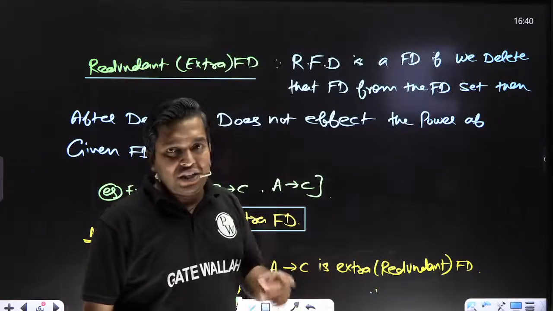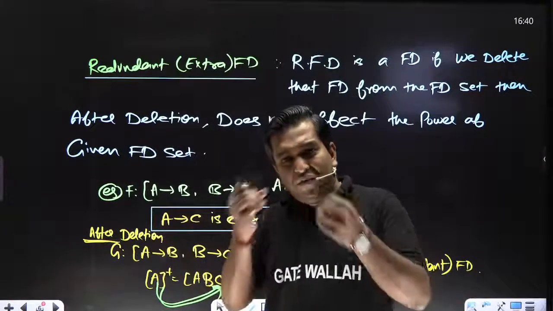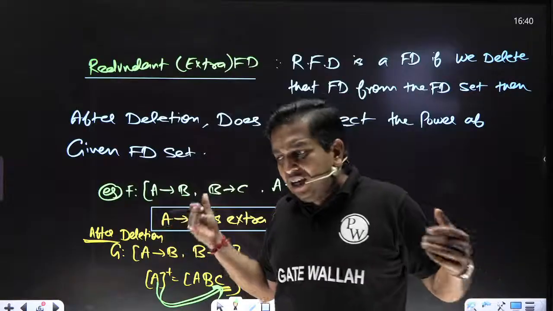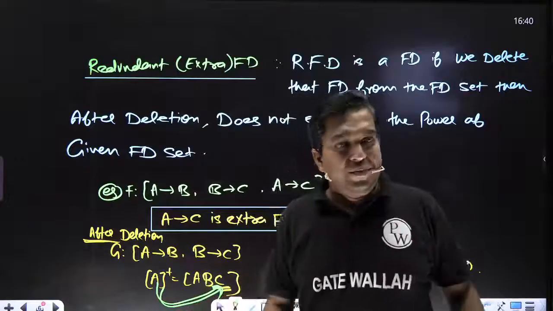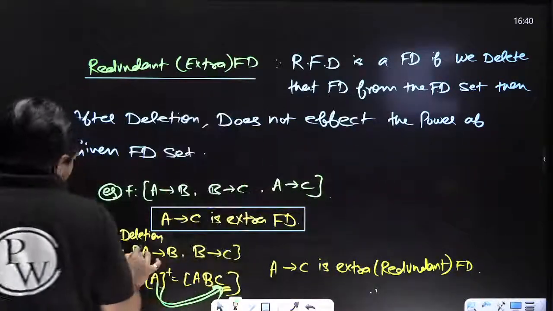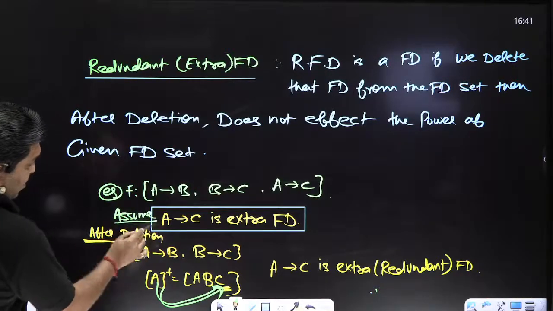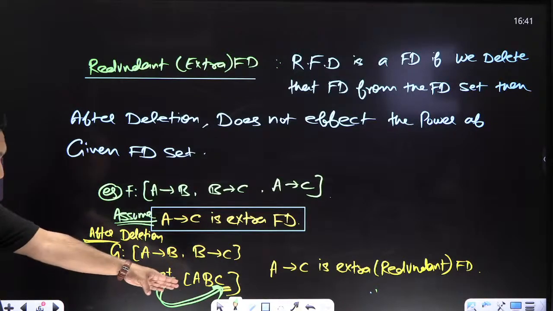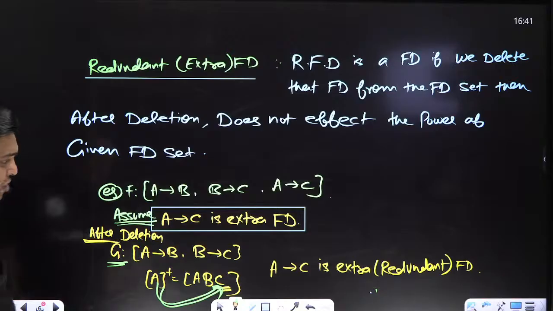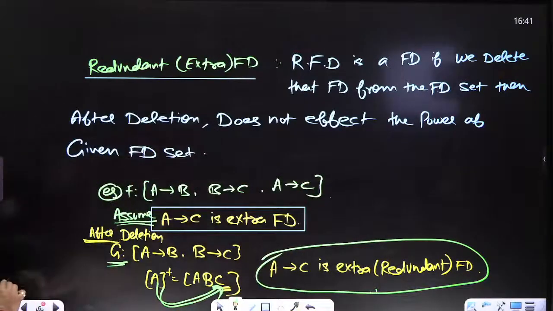Clear everyone? Crystal clear? Again, I revise. What is the meaning of extra FD? Extra FD means which is extra. If we delete it, there is no effect on the power of the FD set. So here, we assume only A tends to C is an extra FD. Then the new FD set G is A to B and B to C. When we take the closure of A, we are getting C. So we can declare A tends to C is an extra FD, and here the minimal cover will be A to B and B to C, my dear.